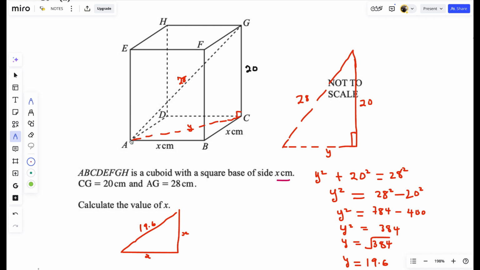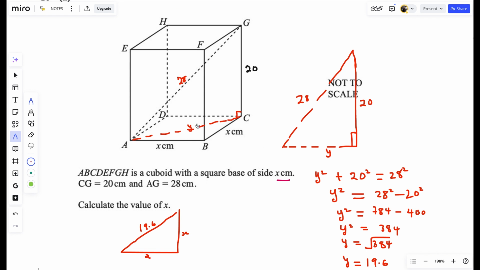Okay, to find x, I have to join the diagonal of the square base, you know. You join here to get the diagonal. Now this diagonal with this one forms a right angle triangle, which is what we brought here.